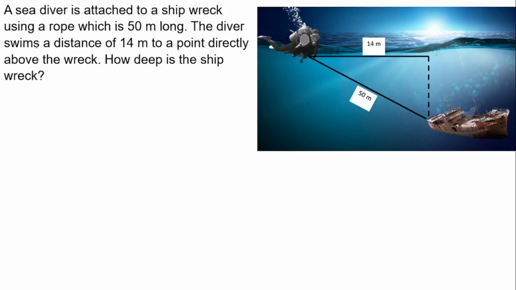Hello, let's do this question. A sea diver is attached to a shipwreck using a rope which is 50 meters long. The diver swims a distance of 14 meters to a point directly above the wreck. How deep is the shipwreck? So we are required to find this distance here. Let's call it distance D, the depth there, right?